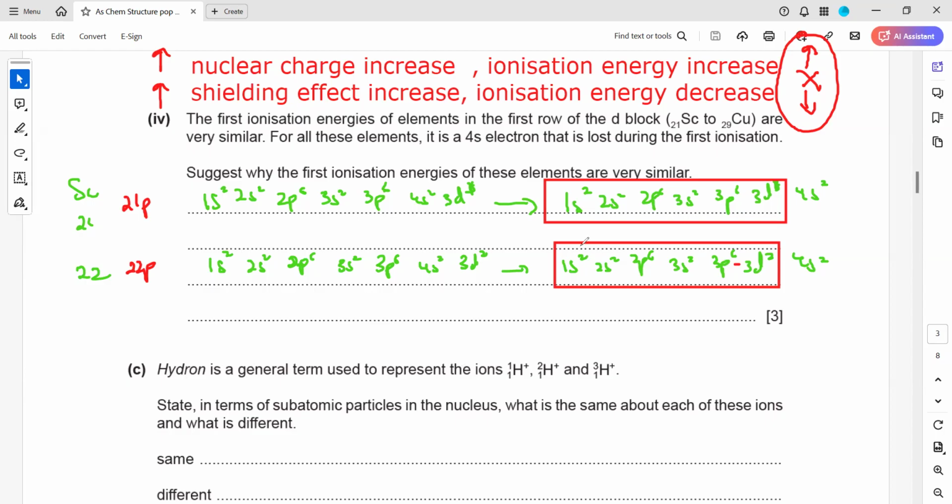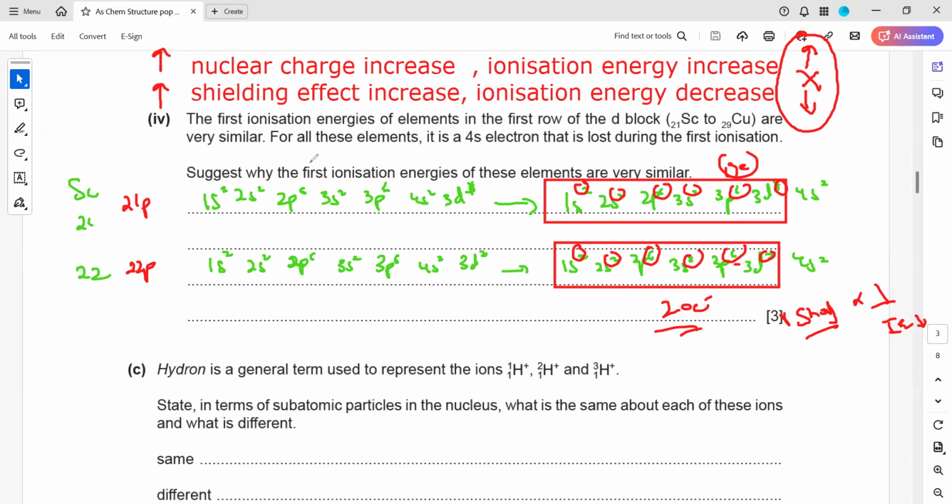How many inner shell electrons are there? 2, 4, 10, 12, 16, and 20. So 20 inner shell electrons. How many inner shell electrons for this one? 2, 4, 6, 10, and then it is 19 inner shell electrons. So it means this element will have a greater shielding effect. So with greater shielding effect, as a result, the ionization energy should decrease.